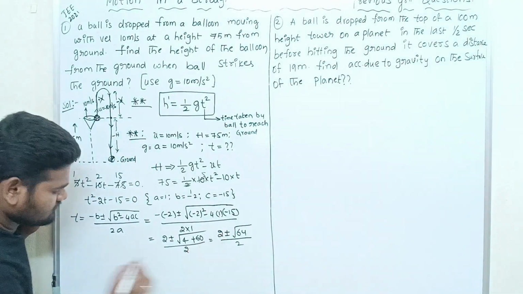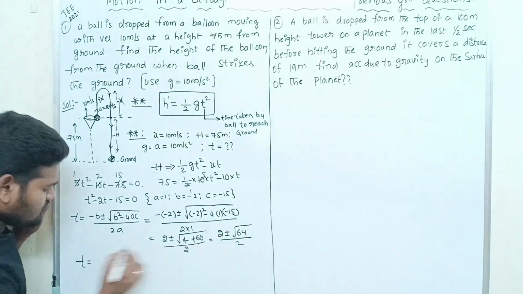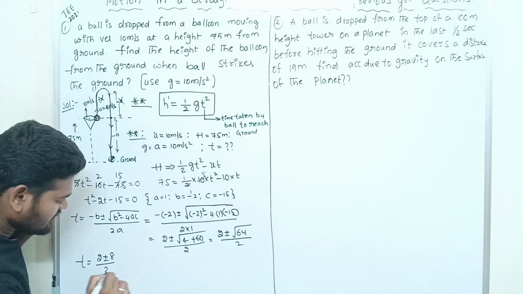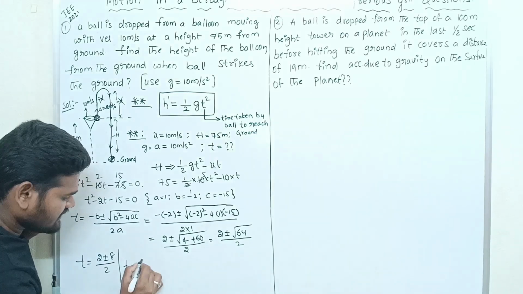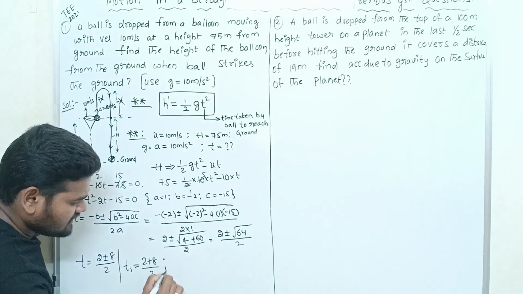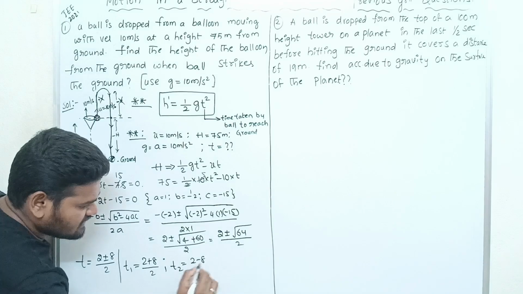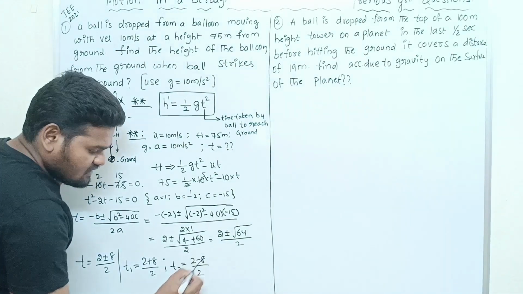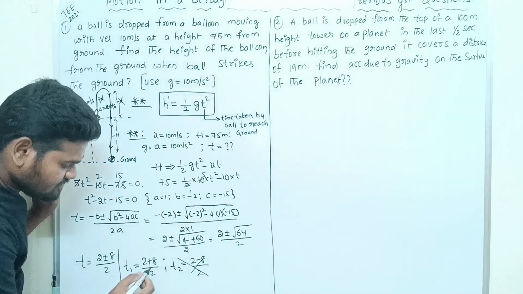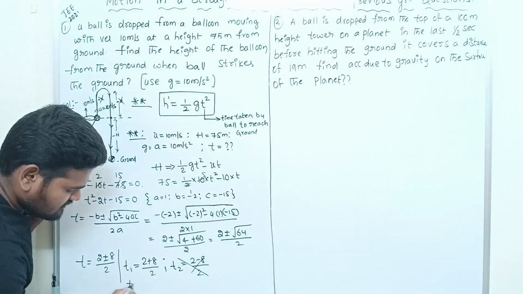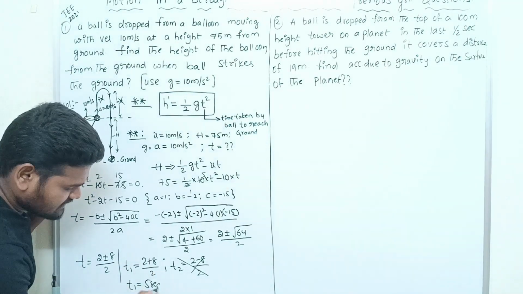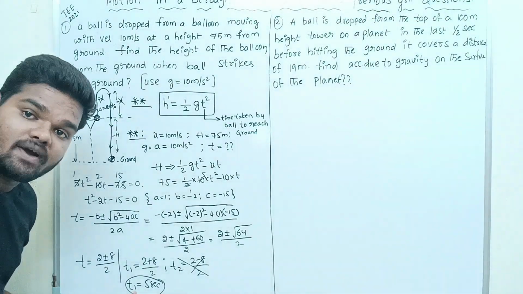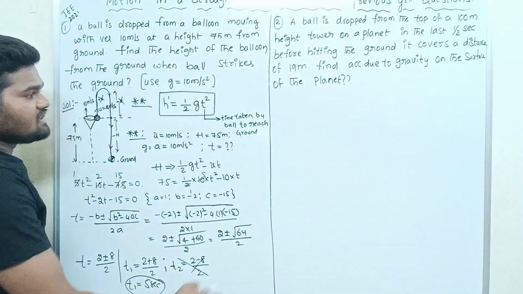So t is equal to 2 plus or minus root 64, whose value is how much? 8, by 2. From this I am taking the time t1 is equal to 2 plus 8 by 2, and the time t2 is equal to 2 minus 8 by 2. 2 minus 8 is minus 6, by 2 is minus 3. So negative time does not exist. 8 plus 2 is 10, 10 by 2 will get 5 seconds. So the time taken by the ball to reach the ground is how much? 5 seconds. Just substitute this 5 seconds here.